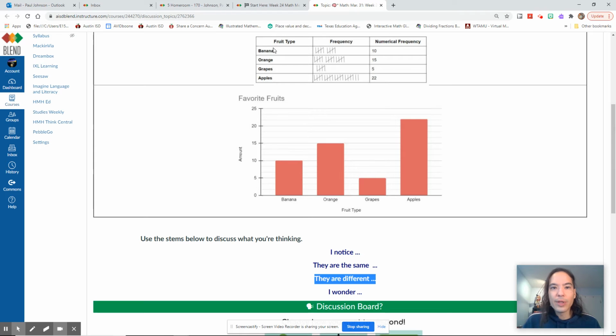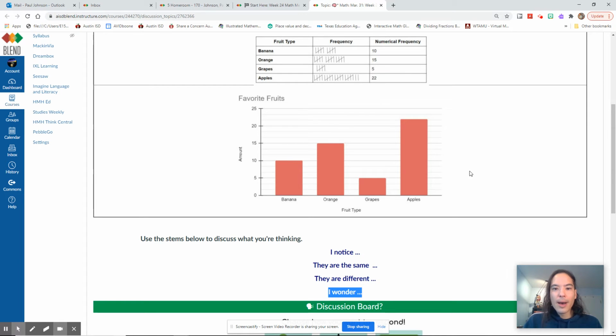So we can either use the numbers. I'm trying to read too many things and talk at the same time. The numbers, right? We can use the numerical frequency by looking at the numbers, or if you're a visual person, you can use the bar graph to look at pictures representing these numbers. So this is your numerical representation in your frequency table, and here's your pictorial representation in your bar graph.